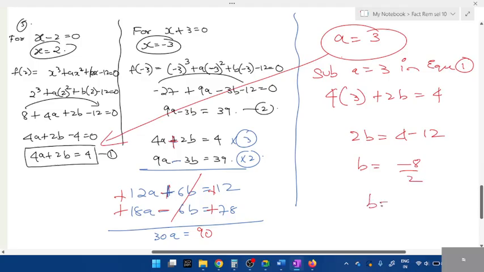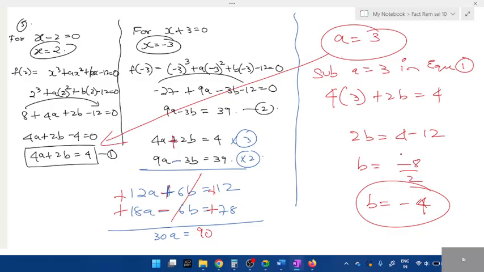What's the answer? 4 3s are 12. 12 minus 8. Is it minus 4? Minus 4 and a is 3, students. This is a board exam question.